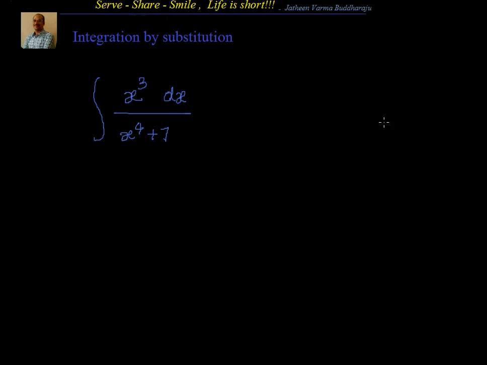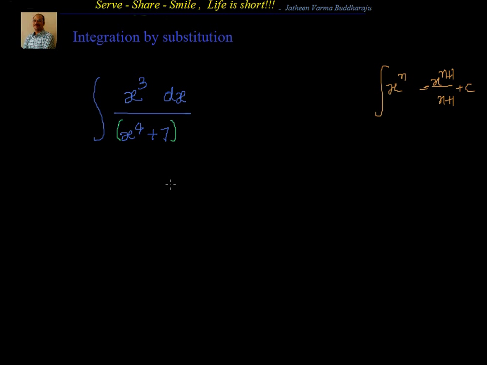Of the formulas we know, there is only one: the integral of x to the power of n is equal to x to the power of n plus 1 by n plus 1 plus constant. This is the only thing we know, and we don't know anything about this integral. What we do in integration by substitution is take a part of our integrand, which is nothing but the given problem, x cube by x to the power 4 plus 7, and substitute it with another variable in such a way that it can be converted into one of the known integrals.